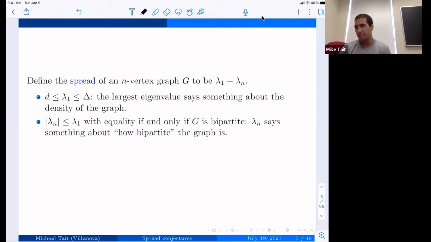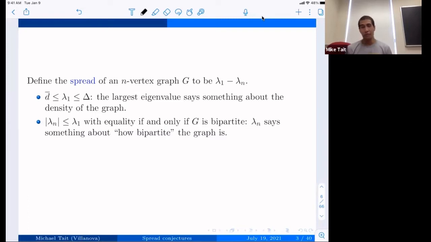Just some general intuition about this. Lambda 1 is saying something about connectivity in the graph. It's saying something about density of the graph. So if you want a large lambda 1, that means you want there to be a lot of edges, a lot of connectivity in your graph. And lambda n is saying something about bipartiteness of your graph, right? So lambda n is less than or equal to lambda 1 in absolute value, and you have equality if and only if the graph is bipartite.